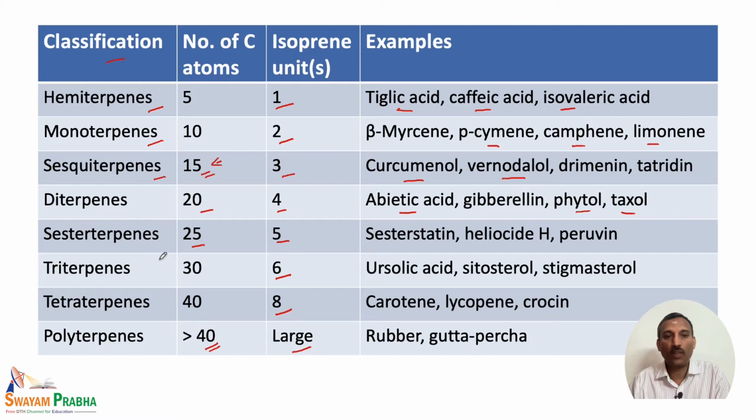And when we talk about the sesterterpenes, we have sesterstatin, Peruvian, etc. In the case of triterpenes, we have stigmasterol, sitosterol, etc. In the case of tetraterpenes, we have carotene, crocin, lycopene, etc. And rubber and gutta percha are examples of polyterpenes. So this is the broad classification of terpenes. We are going to look at each class separately.